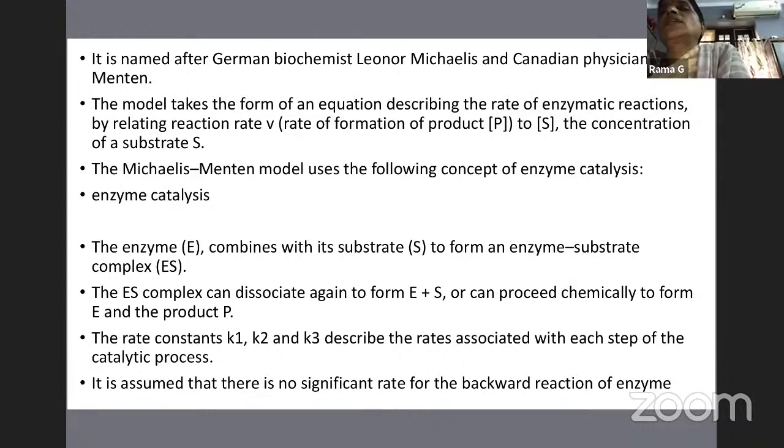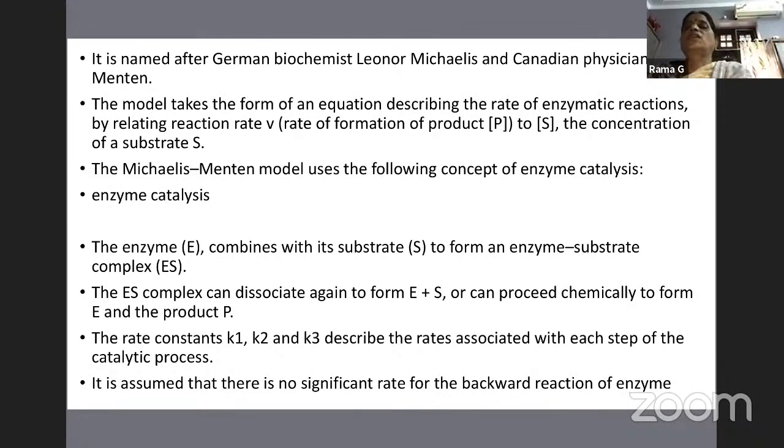And this Michaelis-Menten model used the following concept of enzyme catalysis. The enzyme, as you know, has active sites, and it combines with the related structure of substrate molecules. By the combination of these two, they give a complex which is called the enzyme substrate complex, and that is shown here. Enzyme E combines with the substrate S to form enzyme substrate complex ES.